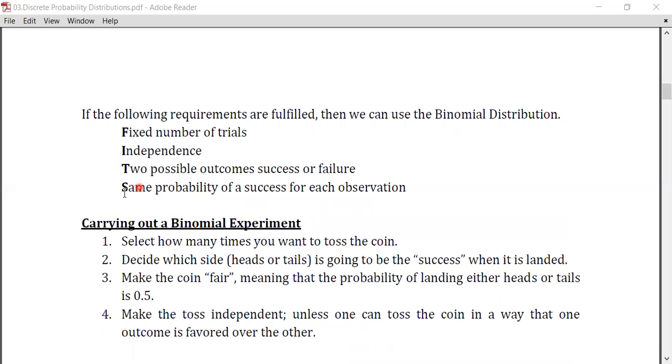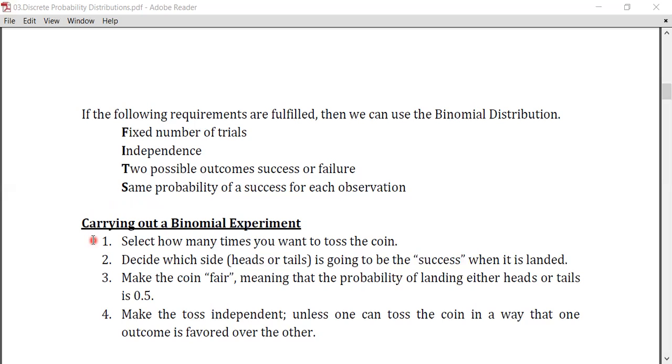Then the last one is the same probability of success for each observation. Therefore, from one trial to the next trial, the probability should not change. Therefore, the same probability of success should be there for each and every observation. And now we will see how to carry out a binomial experiment. These are the steps that we need to follow to carry out a binomial experiment.